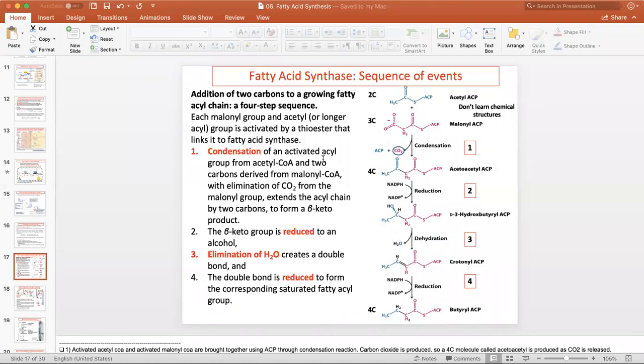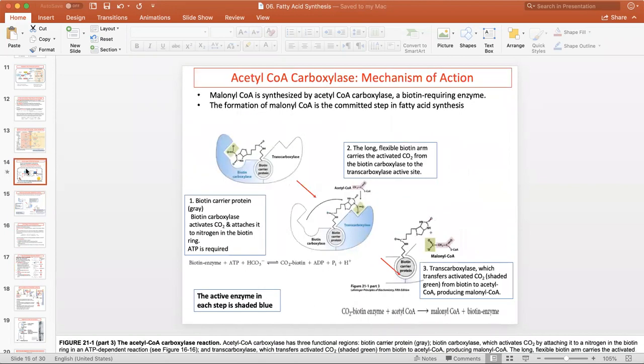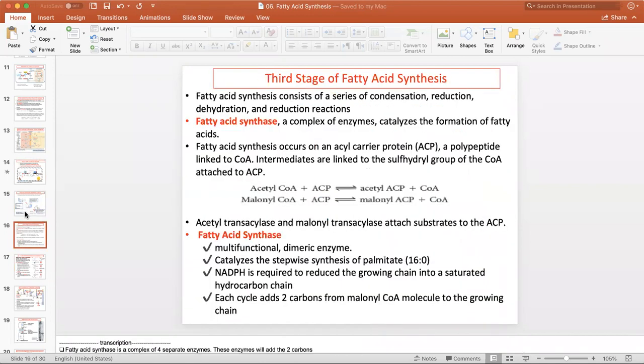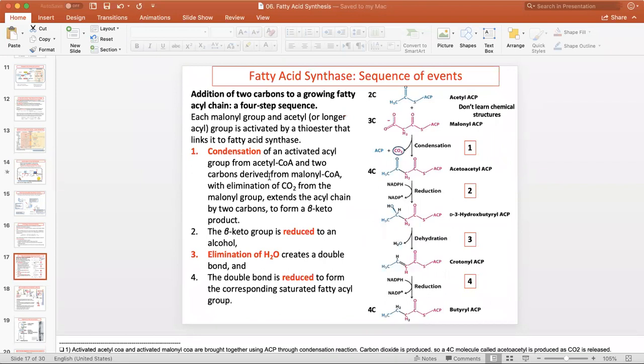So this slide explains the sequence of reactions that we talked about. So it is condensation, reduction, dehydration, and reduction, okay? So condensation, this is your first step. We take acetyl-CoA or acetyl ACP in this case, because we have attached an ACP, and malonyl ACP, okay? We take these two, we undergo the first reaction, which is the condensation reaction.